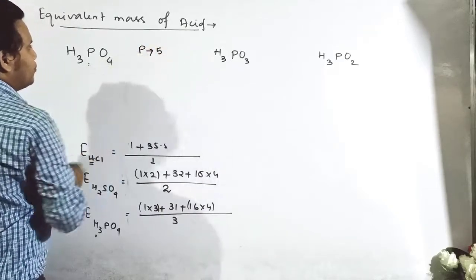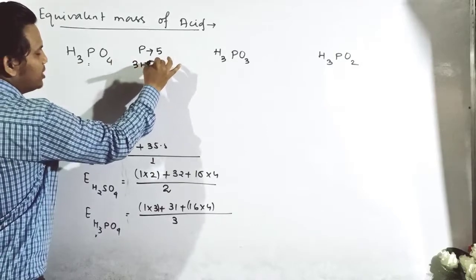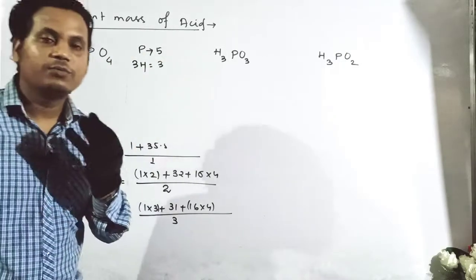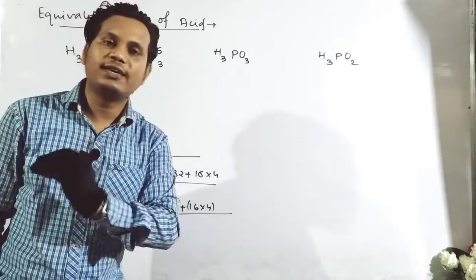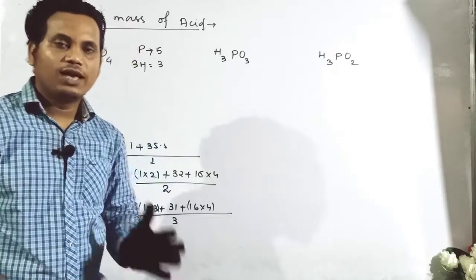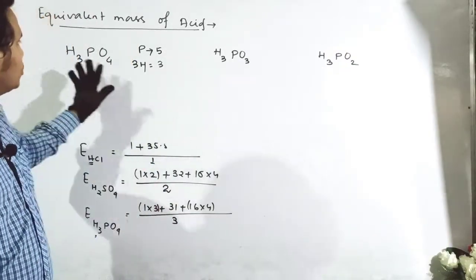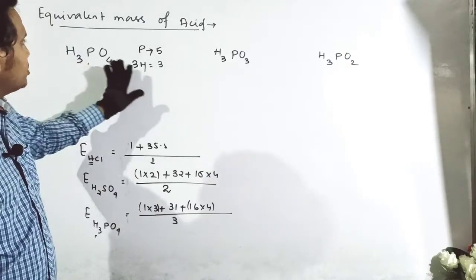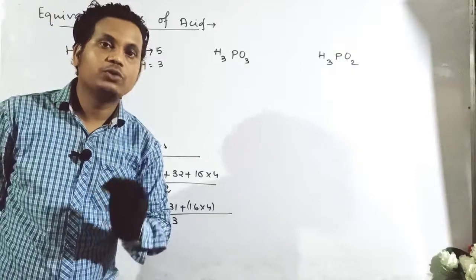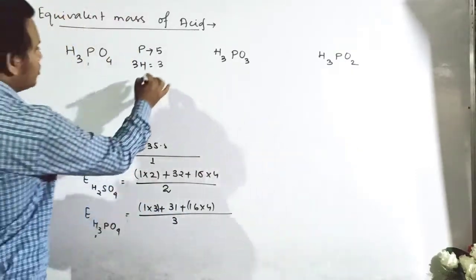It will give 5 valence electrons. 3 hydrogen is the bonded atom, so it will give 3. Oxygen is the bonded atom, but it is divalent. Valency is 2 for oxygen. And in the formula, only those atoms whose valency is 1 will be considered for calculating the electrons. So oxygen we will not consider.